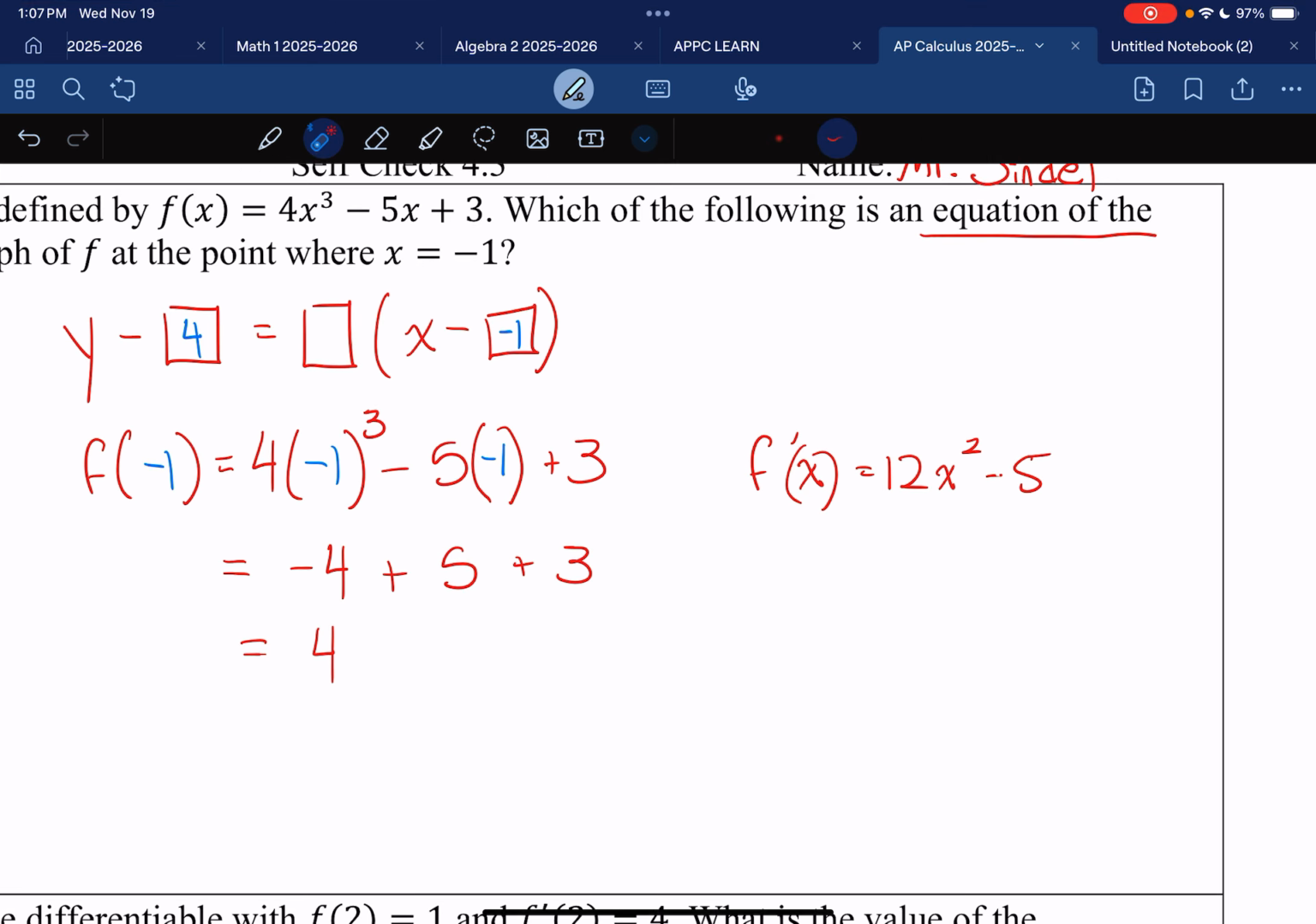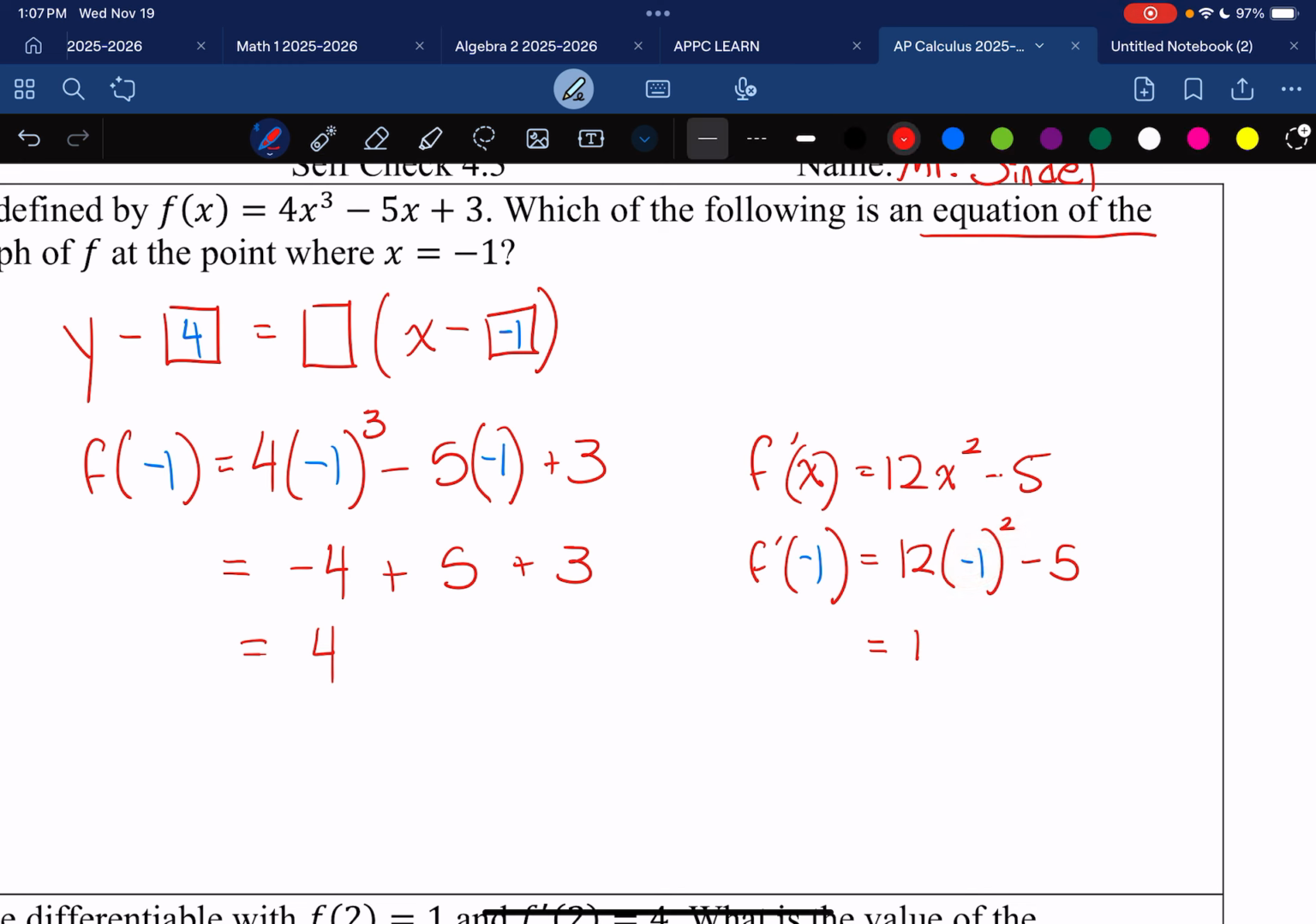And then from there, yet again, we're going to plug in -1 into our x over here. So this is going to be f prime of -1, and that's going to be equal to 12 times that same -1 to the power of 2, or squared, minus 5. Well, -1 to the power of 2, any even power is always going to make this a positive. Therefore, it's going to be a positive 12 minus 5, and 12 minus 5 is 7. Therefore, the slope here is 7.